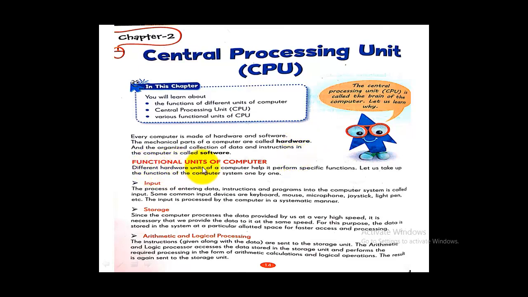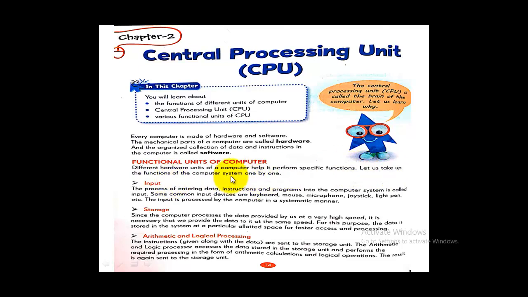Now let's see the functional units of a computer. Different hardware units of a computer help it perform specific functions. Let us take up the functions of the computer system one by one.